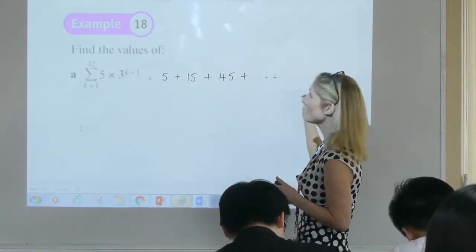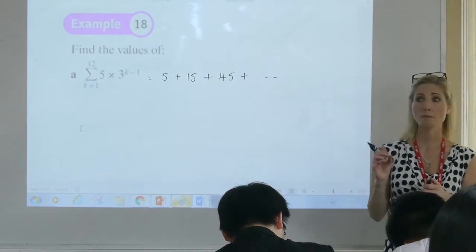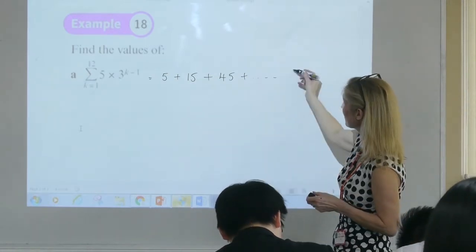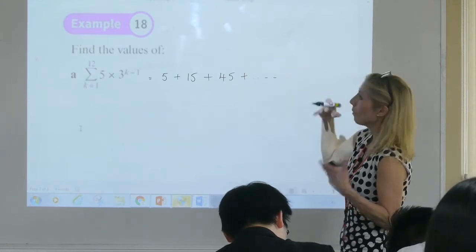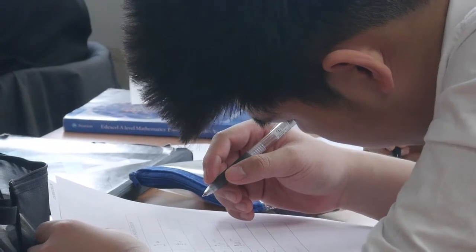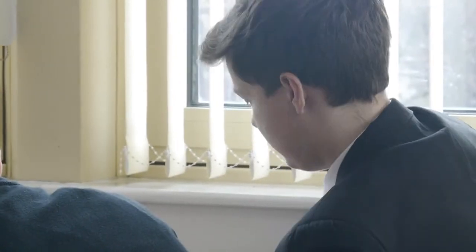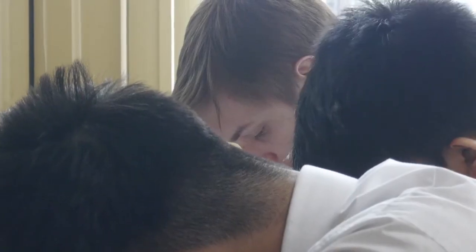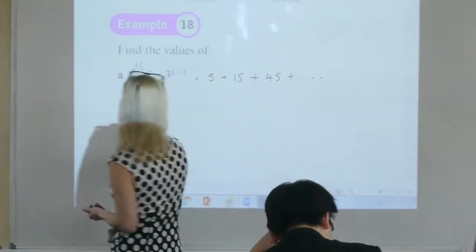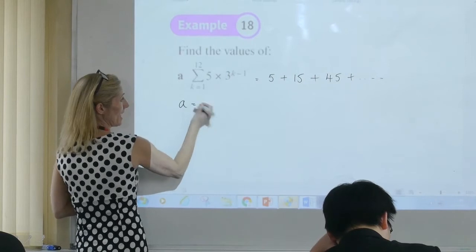All right, what's happening each time? We're multiplying by 3. That's right. Now, this is going up to 12. We don't particularly need to know the n number. Does it affect our rule if we don't know the n number? No.